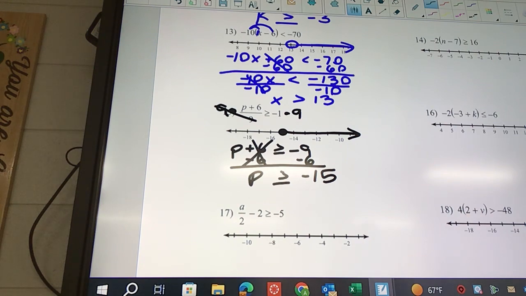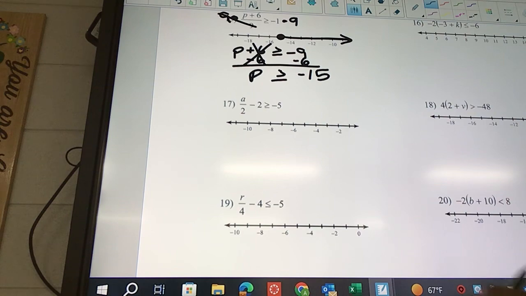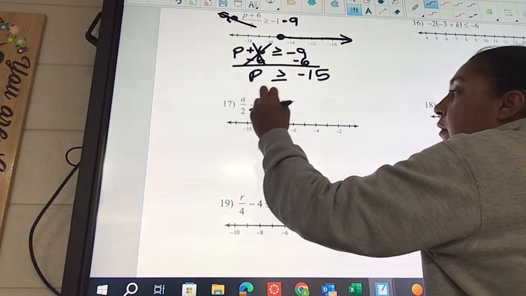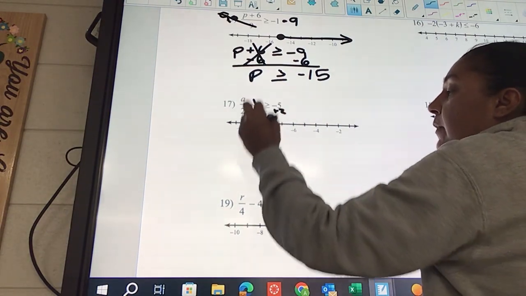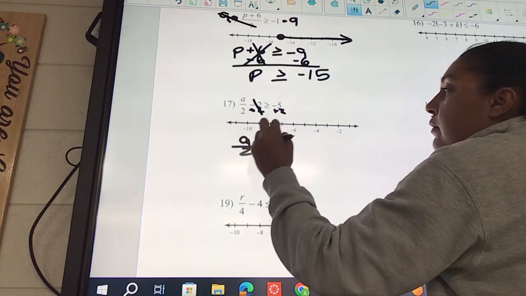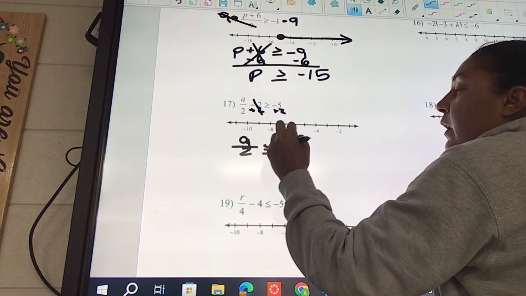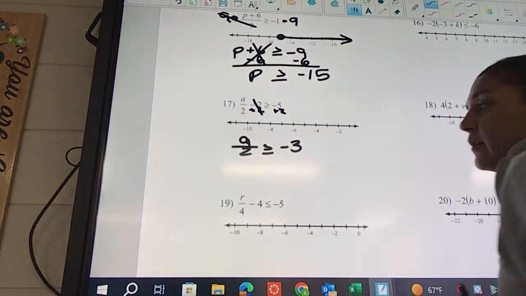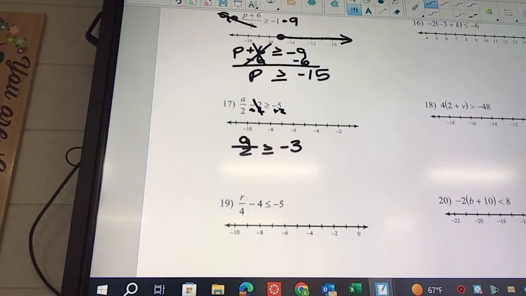Okay, 17. Who's the third wheel? The negative 2. So that one needs to move first. So we're going to say plus 2. So I got a over 2, and I'm going to get a negative 3. Then what needs to happen? Multiply by 2. Good.